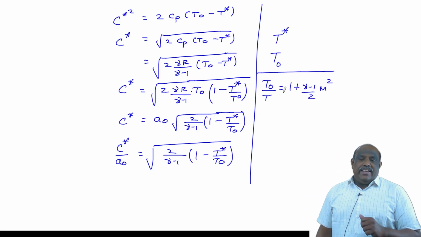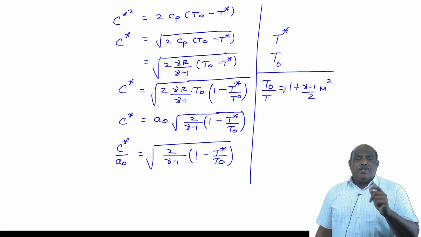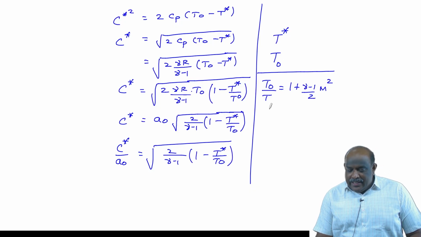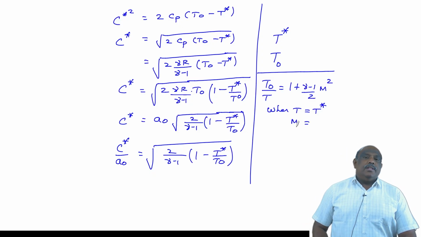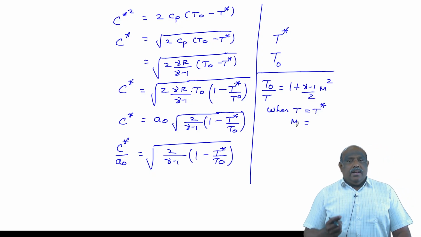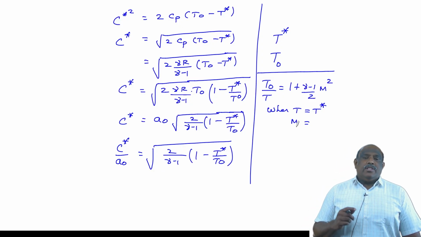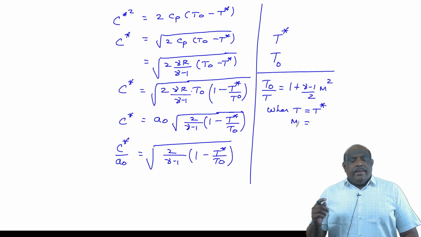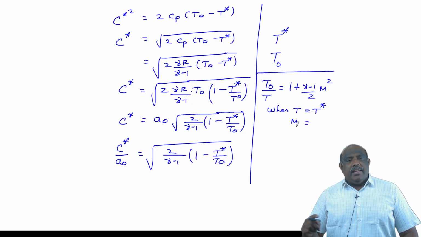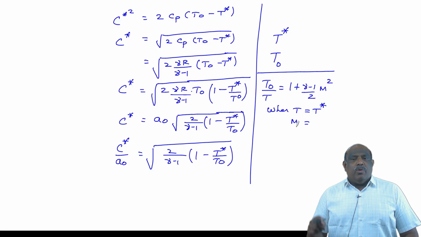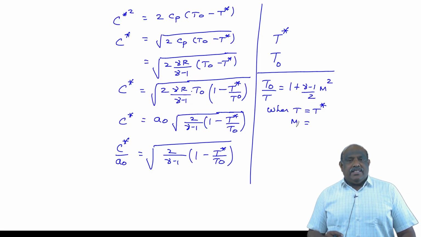Now my question is, when T equal to T star, what is the value of M? I will repeat the question. When T equal to T star, what will be the value of M? You are right. Yeah, M will become 1. Why? Because in the previous slide we told that M equal to C by A. C and A are same, so C will take C star, A will become A star. So M critical will be equal to 1, or A star will be equal to gamma R T star.